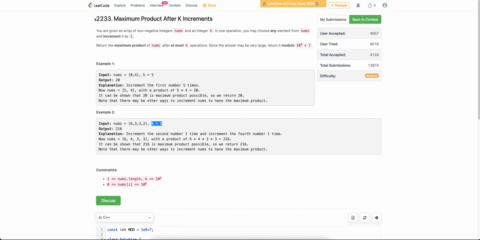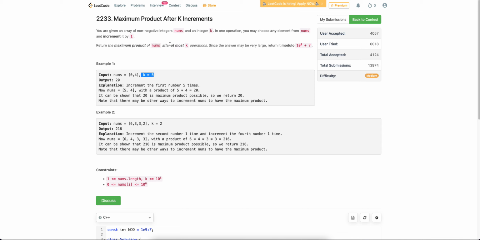Let's discuss the third problem of today's weekly contest, maximum product after k increments. We are given an array of non-negative integers and an integer k. We can perform several operations. In one operation, we can choose any element from this array and increment it by 1. Our goal is to find the maximum product of these nums after performing this operation k number of times.